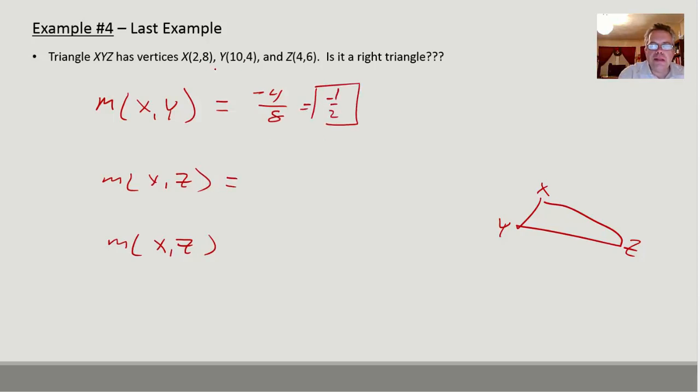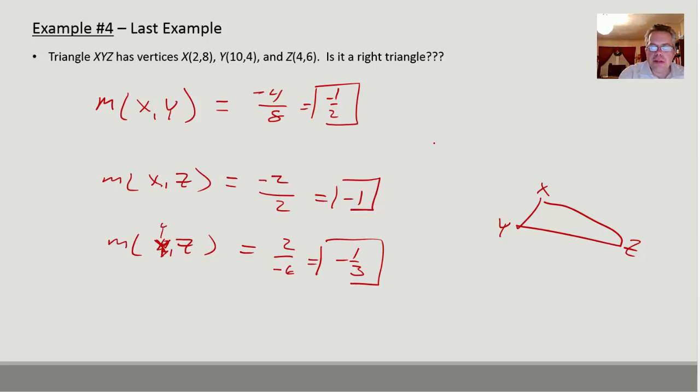Second one, X and Z. So 6 minus 8 is negative 2. 4 minus 2 is 2. So that has slope negative 1. And let me see, we did X and Y, I just did X and Z. We need Y and Z. That's the pair we don't have. So Y and Z, 6 minus 4 is 2. And 4 minus 10 is negative 6, so it's negative 1/3. None of these are opposite reciprocals, so this is not a right triangle.